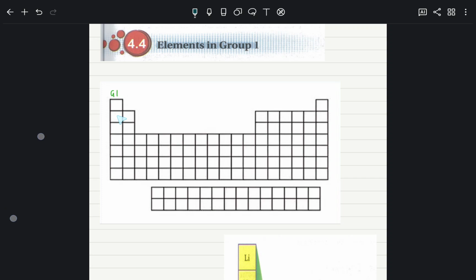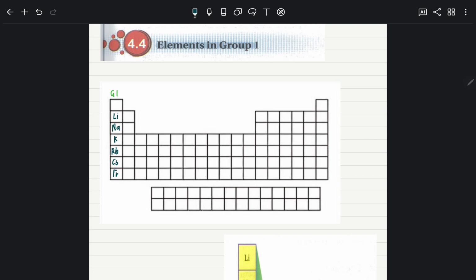So your group 1 starts with lithium, sodium, potassium, and then you have rubidium, cesium, and also francium, which is Fr lah. So this is your group 1.